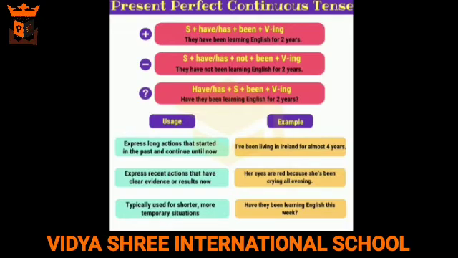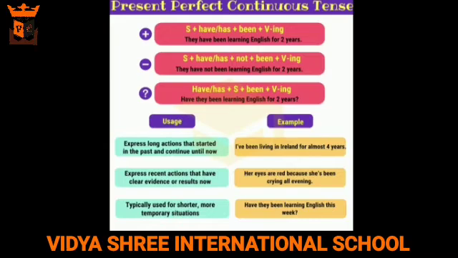Let us see example. They have been learning English for 2 years. They have not been learning English for 2 years, and in interrogative it will be, have they been learning English for 2 years. Now let us discuss about where do we use present perfect continuous tense.